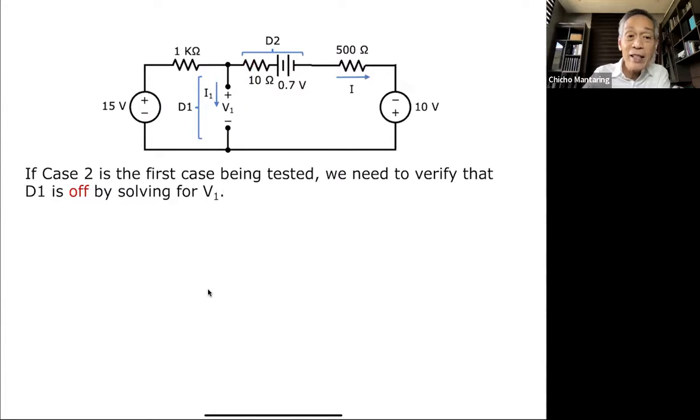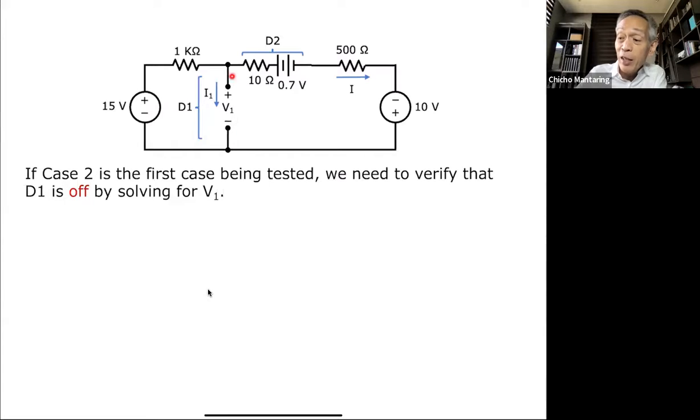But what if we had tested case 2 first? Ano kung ito yung unang test case natin? Then I actually still have to validate that itong diode na to is really off or is really not conducting. And how do I do that? No, this is now the second method of determining whether a diode is conducting or not conducting.